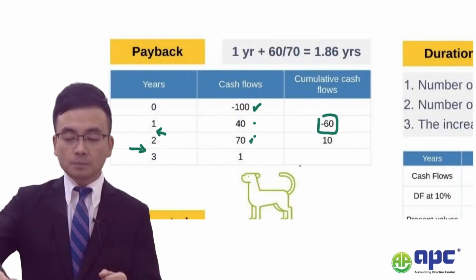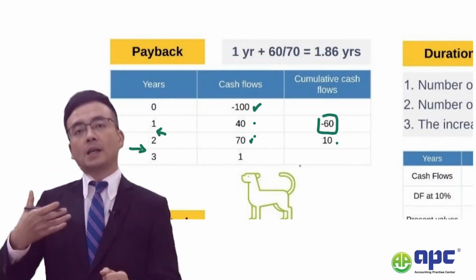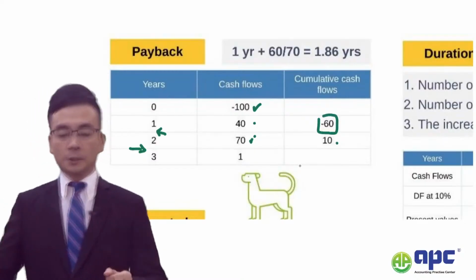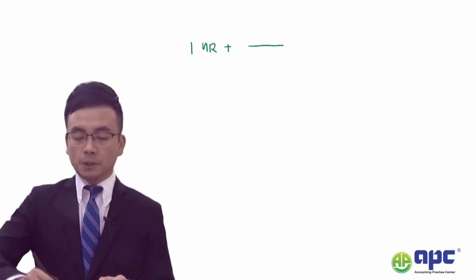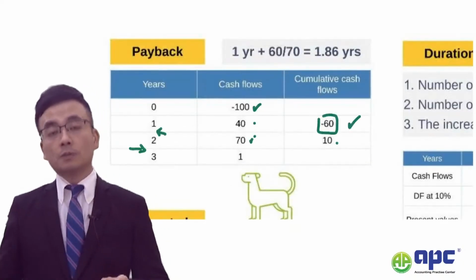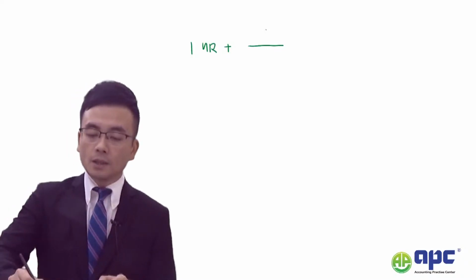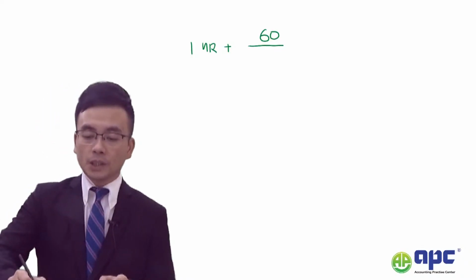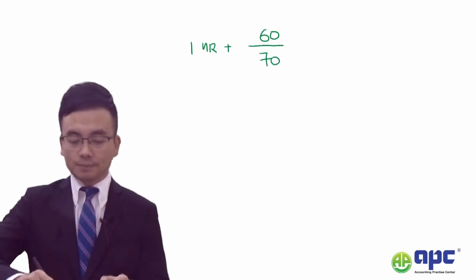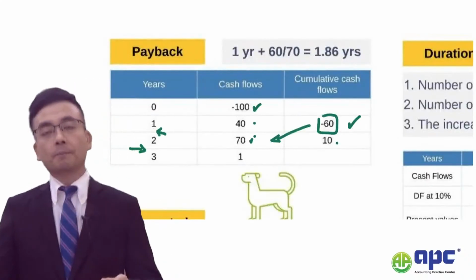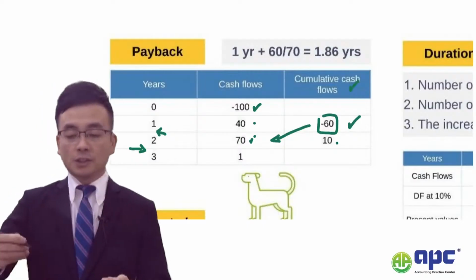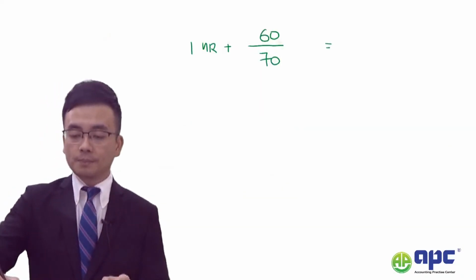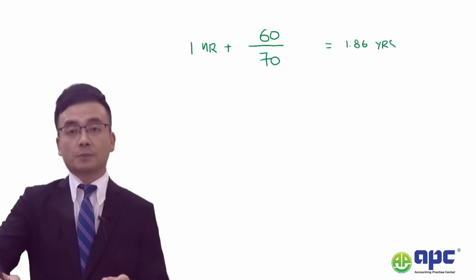Because we spent 100 out and we earned 40, plus another 70, we've paid back our initial investment. So that's why I would take, for example, in this case, 1 year plus the money not yet paid back, worth 60, and next year we can earn a total of 70. So you take 60 over 70. Now that 60 is the cumulative cash flows. So somewhere around 1.86 years we can recover our initial investment.